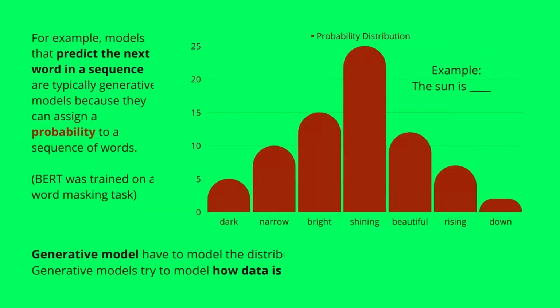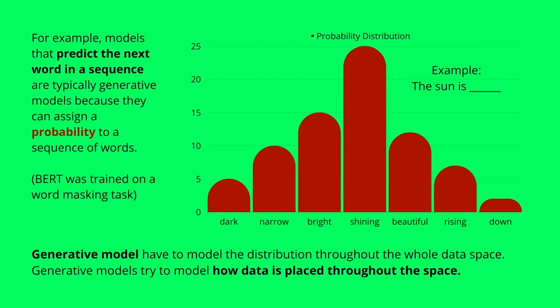Let me give you an example here, very easily. Models that predict the next word in a sequence of words are generative models because they can assign a probability to a sequence of words. What does this mean? I got this question. Now, I've shown you here a sentence. My sentence is, the sun is something. And the last word of this sentence of 4 words is masked. And now we have a trained BERT system. BERT was trained on a word masking task and a next sentence prediction task, but we just focus on the first part.